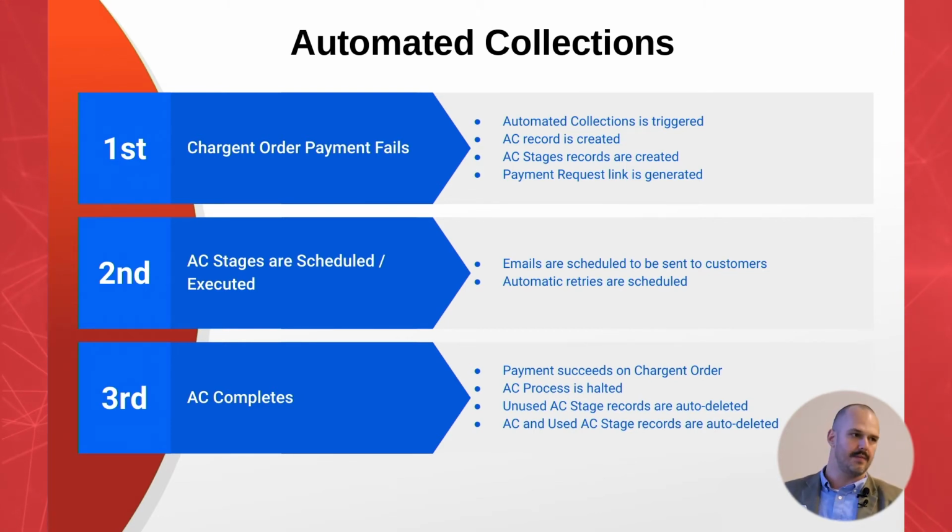And then to further save you room in your org, just like we were talking about data storage a minute ago, the automated collections object and the used stage objects will auto-delete based on what you've configured in settings. You can configure this to auto-delete 24 hours after the whole process completes, or maybe you're like me and you like to look at reporting and you want to gather months and months of this kind of data before anything auto-deletes, so you can leverage that reporting and see how well automated collections is working for you.